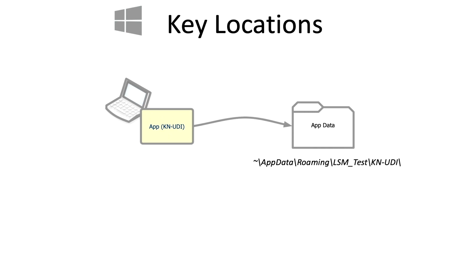Under Windows, it's very similar. The app should go in Program Files KNUDI, and the app data folder is under Roaming with the same sort of company name or product family name folder, and then the subfolder that's associated with the name of the app.